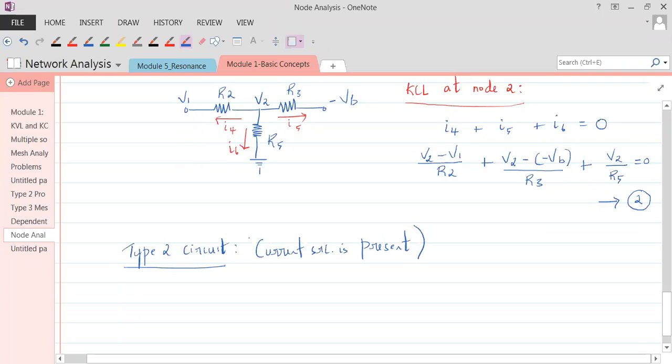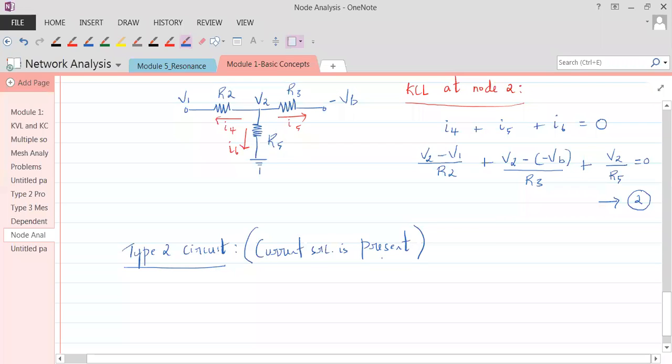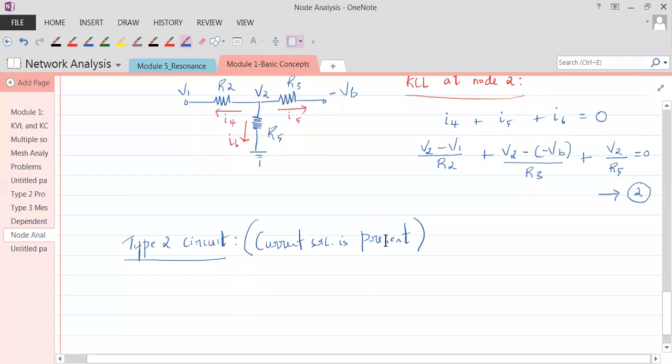Current source is present. Where it is present is not a question, whereas in mesh analysis, it was a concern. We had to understand what if it is present on the boundary, what if it is present in between the two meshes was the question that we used to ask in mesh analysis. But here, the position of the current source present is not at all a problem. So let's understand this now.